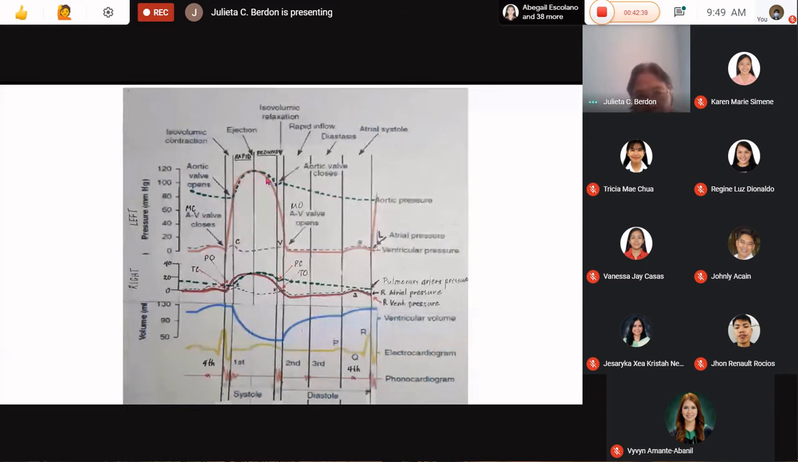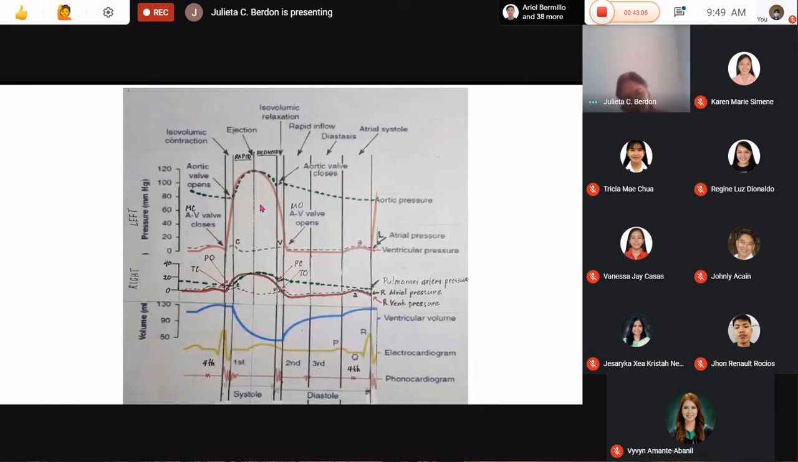That's defying physics, right? Because we said blood flows from an area of greater pressure to an area of lesser pressure. We now have a condition wherein ventricular pressure is less than aortic pressure, and yet ejection occurs. Why?